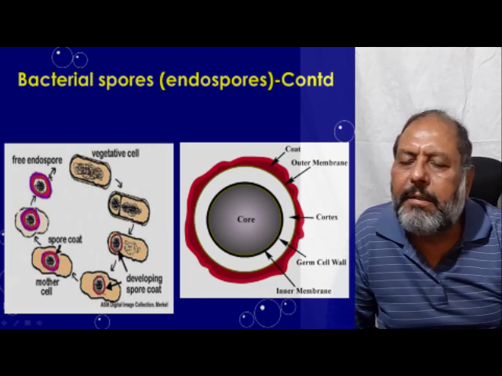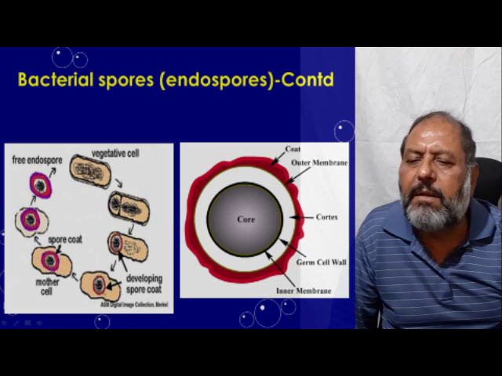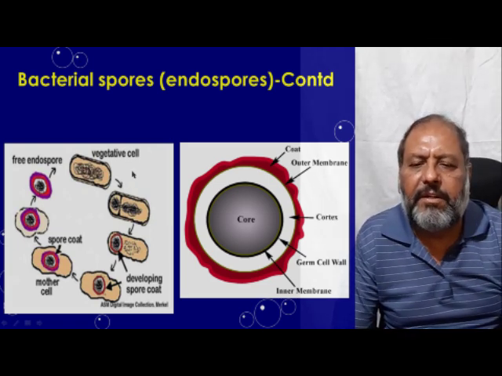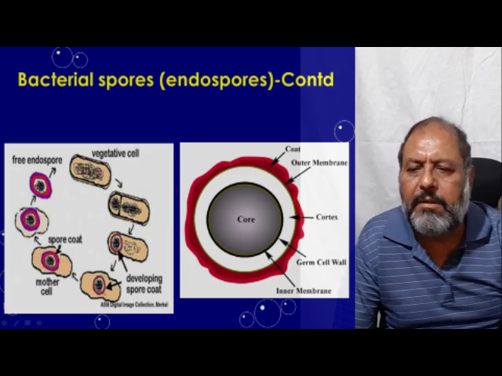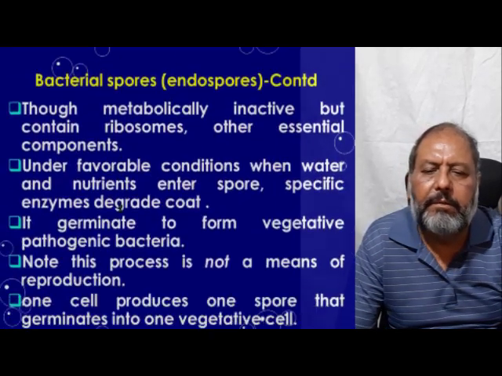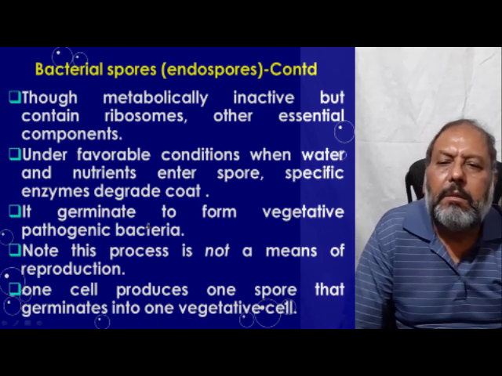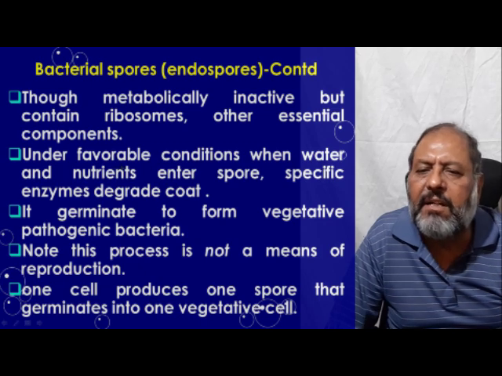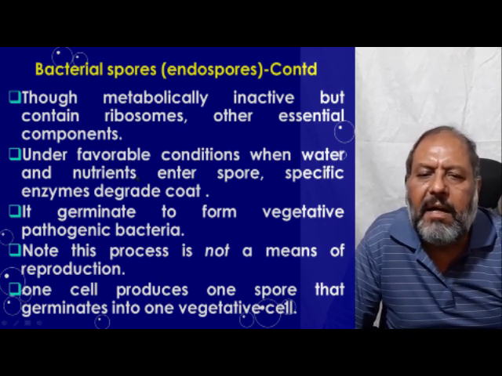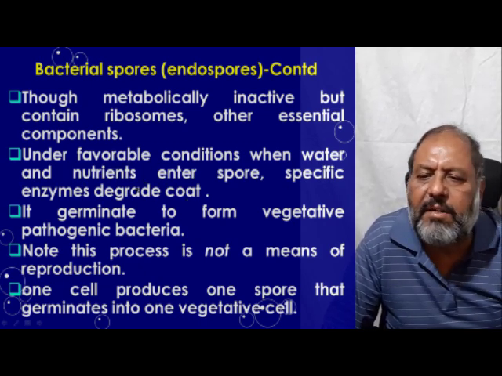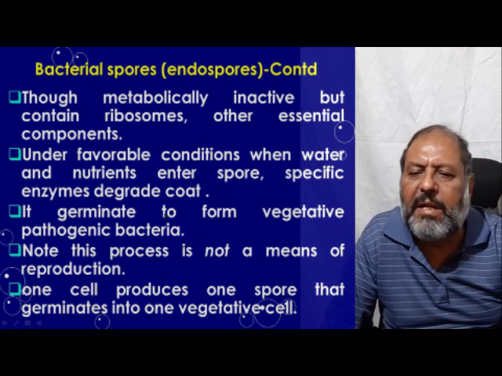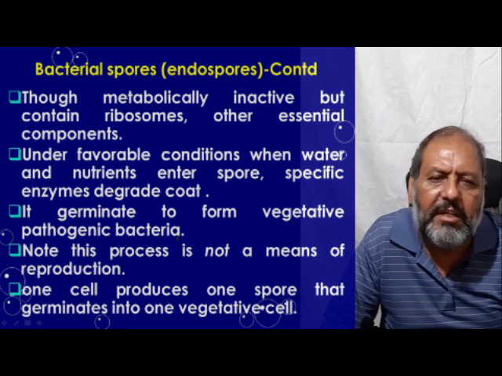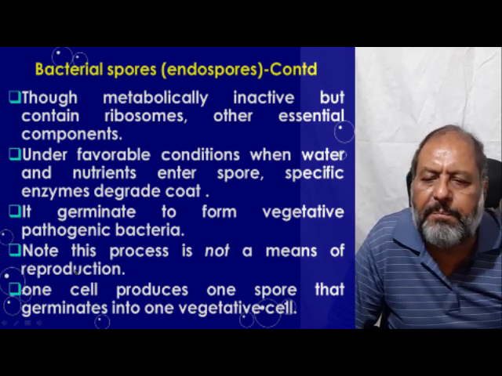Now, upon a good and favorable environment, it changes to the vegetative cell, starts replicating and can form spores again. So this is a kind of vicious cycle. Though metabolically inactive, spores contain ribosomes and other essential components. Under favorable conditions, when water and nutrients enter the spore, specific enzymes degrade the coat, and it germinates to form the vegetative pathogenic bacteria which are capable of replicating.